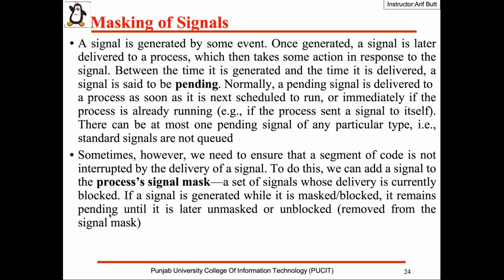Okay, one more thing, that is masking of the signals. Dear students, you know a signal is generated by some event. Once generated, a signal is later delivered to a process which then takes some action in response to that signal. Between the time a signal is generated and the time it is delivered to the process, that signal is said to be pending. Normally, a pending signal is delivered to a process as soon as it is next scheduled to run, or immediately maybe if the process is already running. Remember, there can be at most one pending signal of any particular type. That is, these standard signals are not queued.